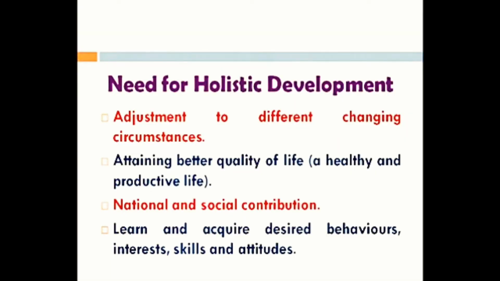So in order to attain a better quality of life, a productive life, holistic personality development of the child is essential. Then if the child's personality is developed in an all-round manner, it will contribute towards national and social development. If productive citizens are there in the society, they will contribute towards the development of their immediate community and the society, and that will ultimately lead to national development, which is the requirement of the current scenario.